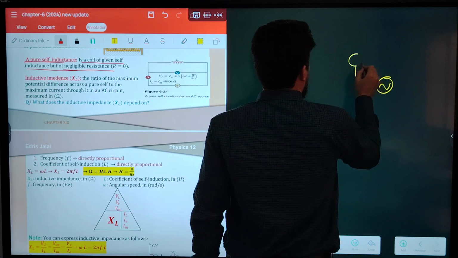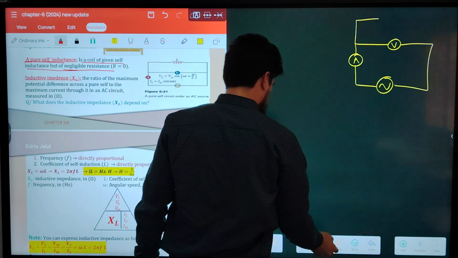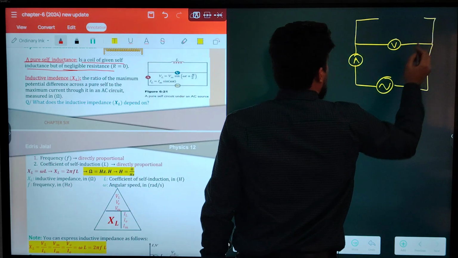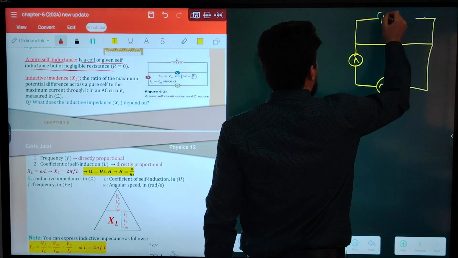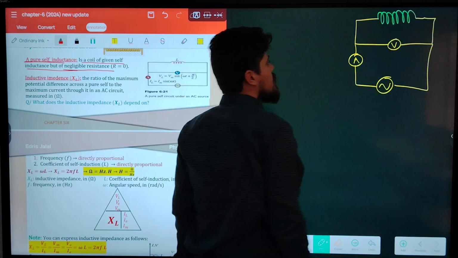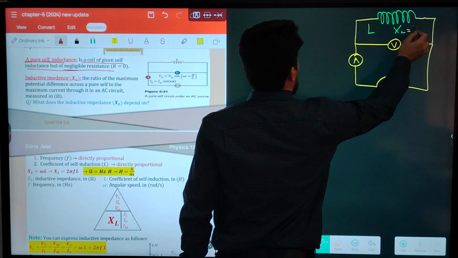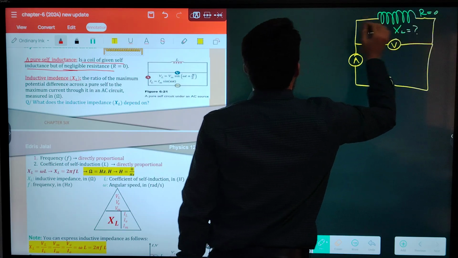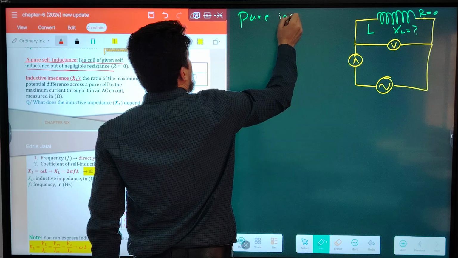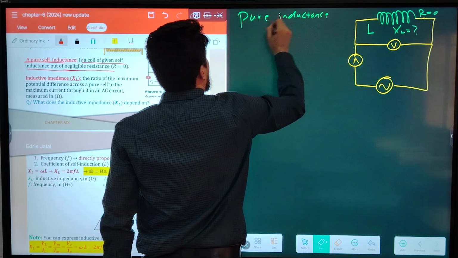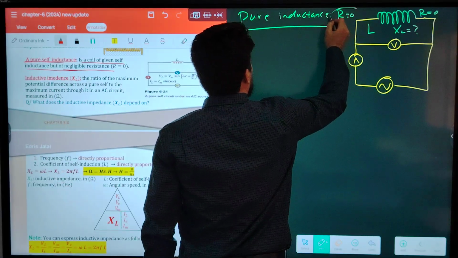Okay? So the circuit in pure cell of induction consists of what? AC source, ammeter, voltmeter, connected with what? This is pure cell of induction. It has coefficient of cell of induction and XL. But we don't have resistance. Why? Because we have pure inductance. In pure inductance, resistance is equal to what? 0. Okay?